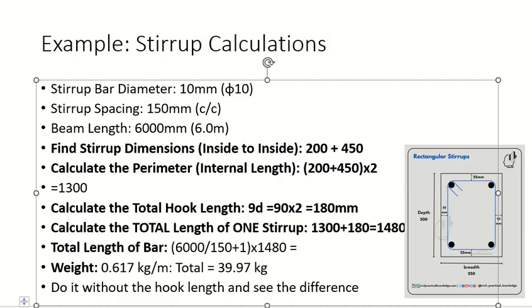So what did we do? First of all, we calculated the perimeter of the strap, subtracted the cover from each side. Then we added the two hook lengths, 9 times the diameter. We added them all, we got the total length of one strap. Then you divided the available length by the spacing of the strap. This will give you how many spacings you have. Plus 1 to get the last strap. So now I have the number of straps, each strap this much length.